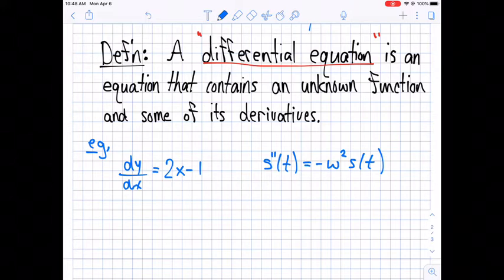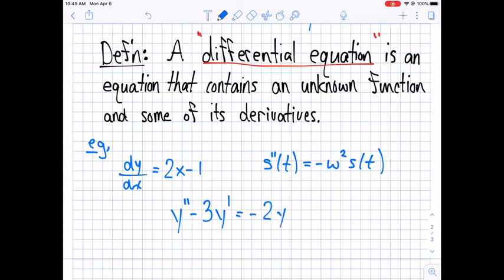Let's throw in a third one here. Let's say y double prime, so we have our second derivative, and minus 3y prime, so we also have our first derivative, and maybe that's equal to minus 2 times y. So here we have three differential equations, and we're going to be looking specifically at separable ones, and specifically at first order equations, so they're not going to involve anything like this where we have the second derivative, but in general this is what a differential equation could look like.